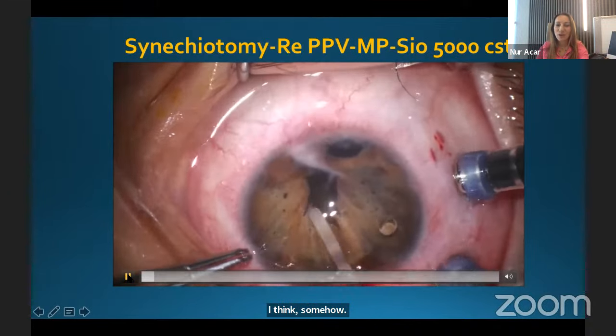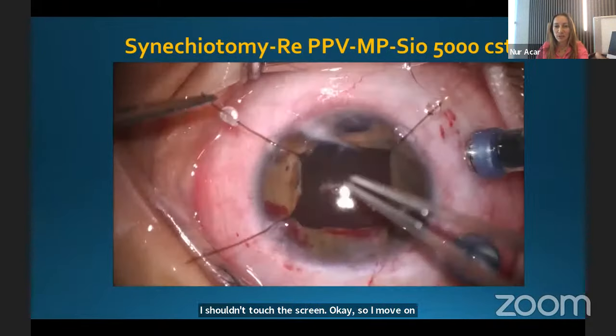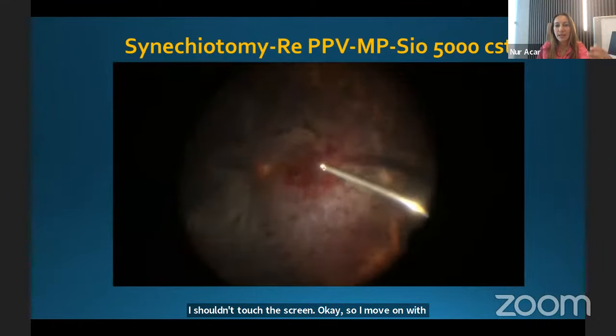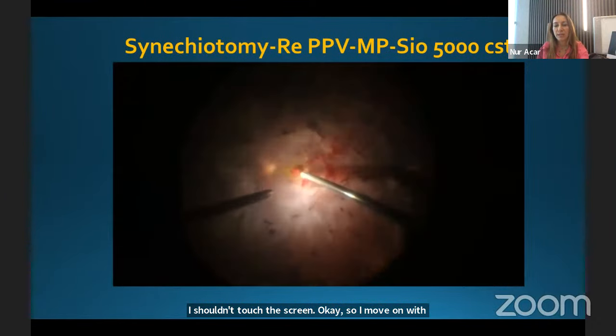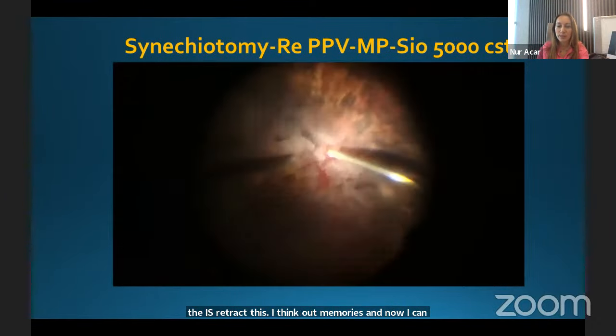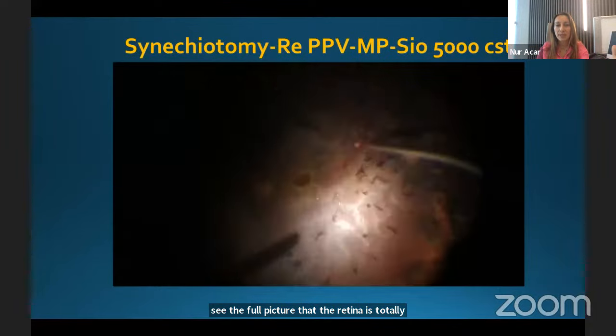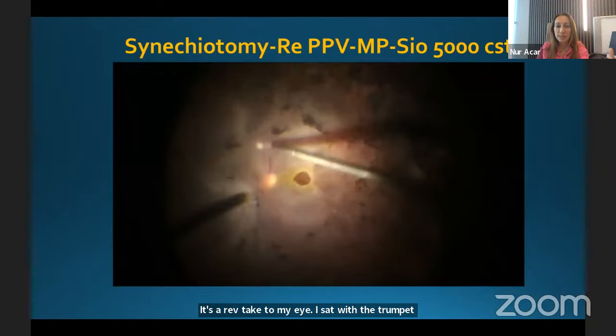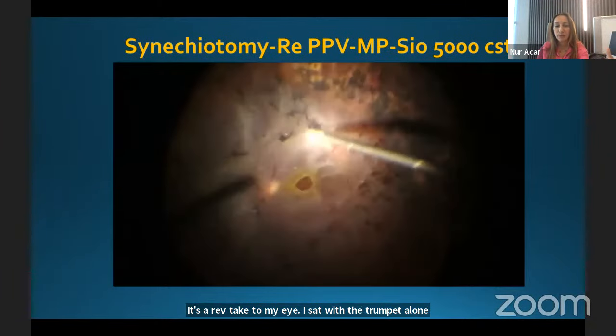Okay, so I move on with the iris retractors. I take them out, and now I can see the full picture, that the retina, as you can see, is totally detached. It's a revitrectomized eye. I start with the triamcinolone, thinking that maybe there is residual vitreous or membranes on top of the retina. And I didn't see this macular hole. This large macular hole, about one disc diameter because of the traction, was a surprise for me.